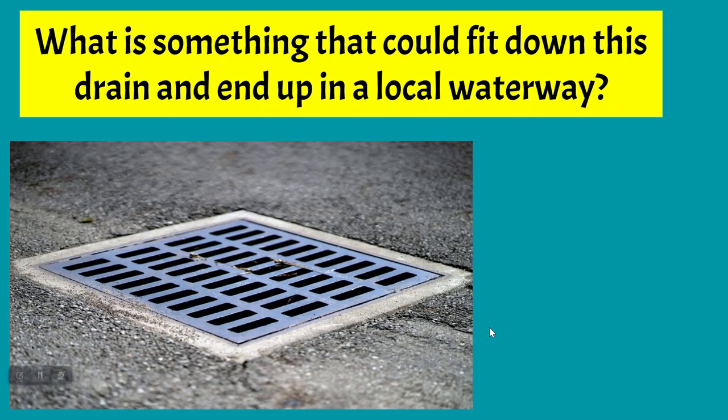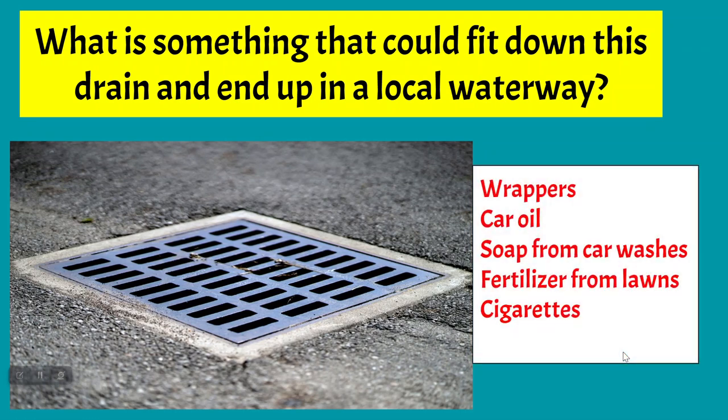All right, so this is a storm drain. That means that storm water is going into it. Reminder, storm water is not going to be treated before it goes out into the waterways. So think about things that could fall in through those little grates. We could have wrappers or car oil or soap from car washes, fertilizer from lawns, cigarettes and other trash. We can have things get through those little grates.